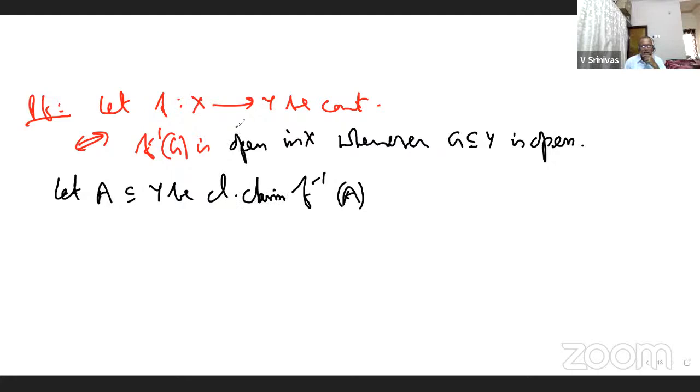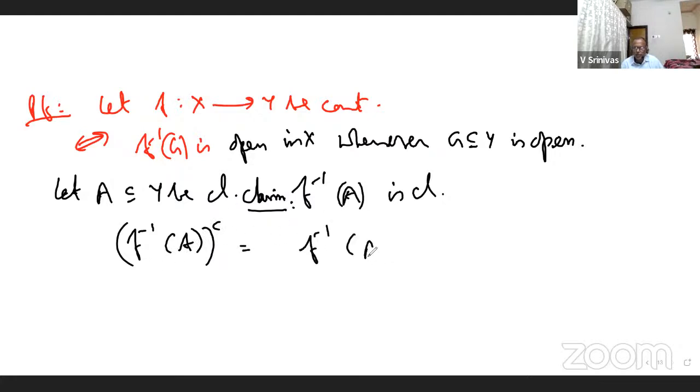Of course, I assume this. We have to claim that F inverse A is closed. To show something is closed, you look at its complement. So look at the complement of F inverse A. To show something is closed, we show its complement is open. This can be shown to be equal to F inverse of A complement. Theoretically, you can show that this set is equal to this.